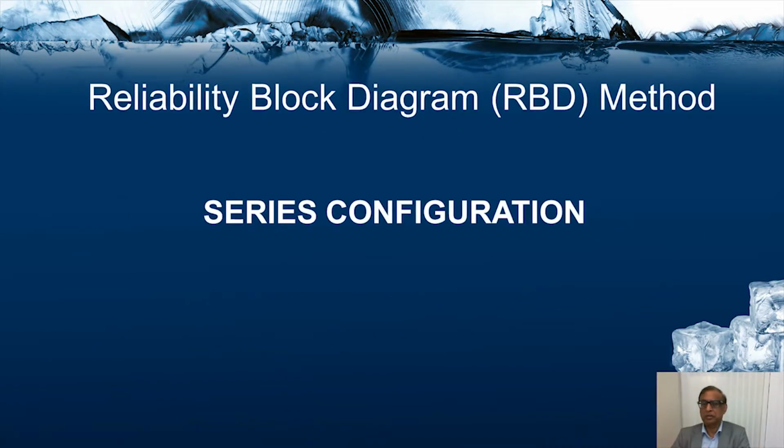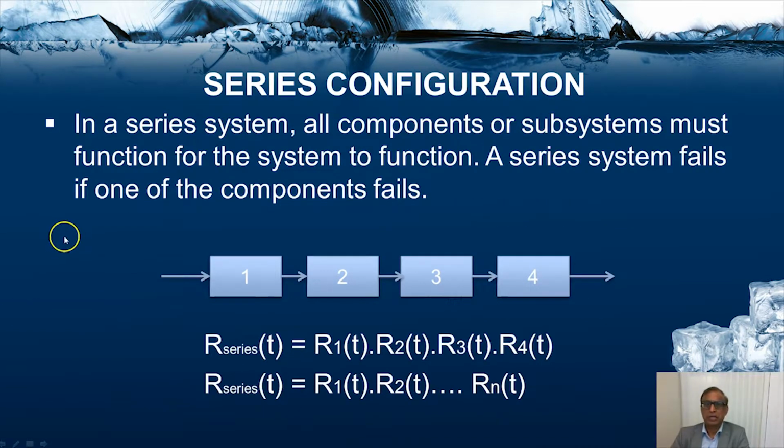Let us look into the reliability block diagram and series configuration. In a series system, all components or subsystems must function for the system to succeed. When I want my system to deliver the required function, all system components must work. Let's say this is an example of a system. There are 4 components and each component should work. If, let's say, component 2 is not working, then the system will fail. That's the key.